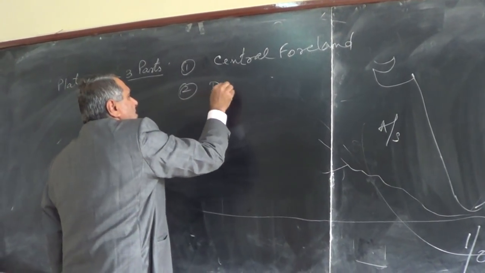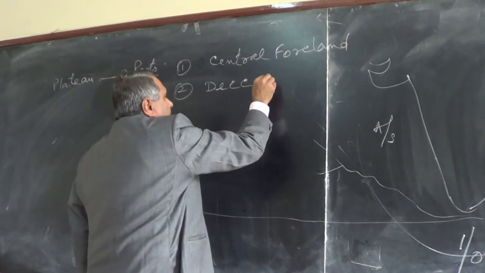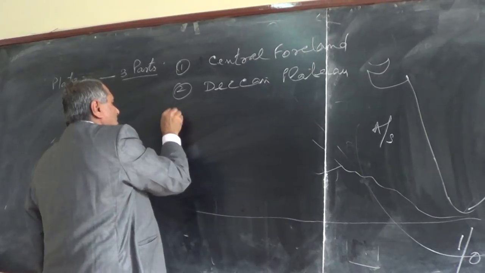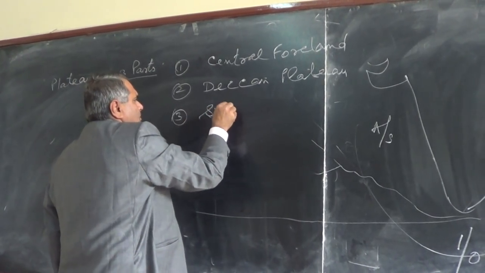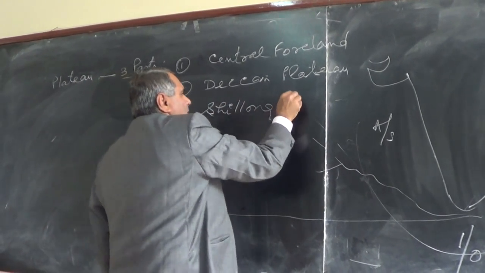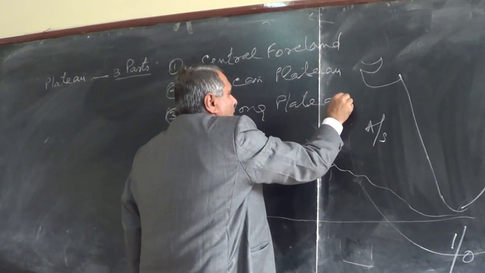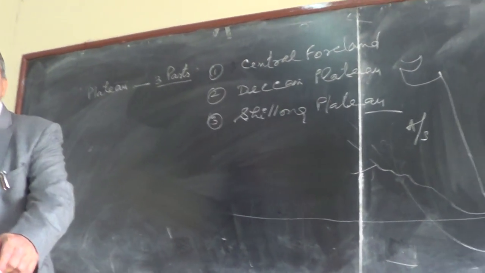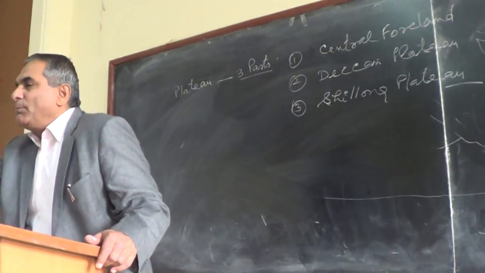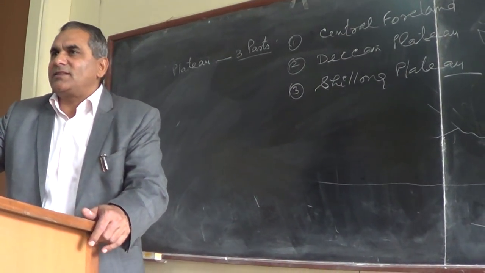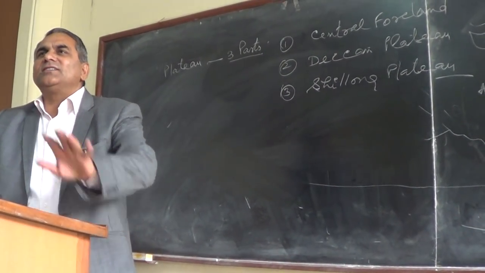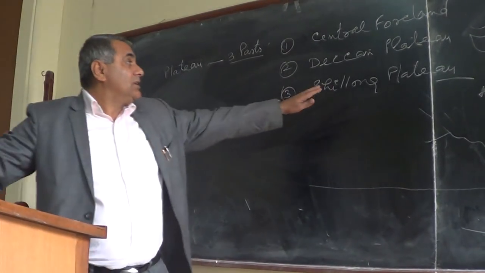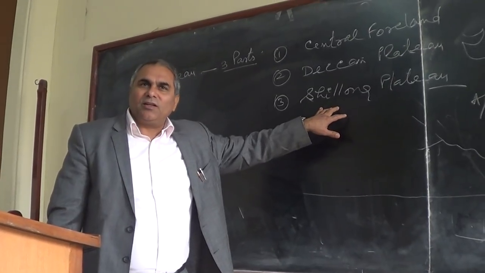Second is known as Deccan Plateau. Third is known as Shillong Plateau. Yesterday I gave you some basic detail of the Purvanchal hills. So Garo, Khasi, Jayanti are not the part of Purvanchal, they are the part of Peninsular Plateau. They are the part of Shillong Plateau.